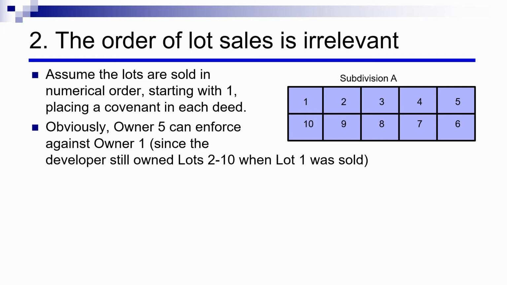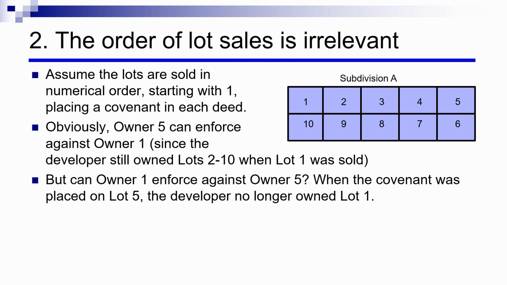However, let's suppose the tables are turned. Suppose owner 5 violates the covenant and owner 1 wants to sue. Now this presents us with a bit of a dilemma. We normally, as I said, assume that when a lot is sold and a covenant is placed in the deed, the developer's retained land, the land that the seller still has, is the benefited land. However, in the present situation, when lot 5 was sold, the developer didn't still have lot 1. Lot 1 had already been sold to somebody else. So how can we say that the owner of lot 1 can enforce the covenant against lot 5?